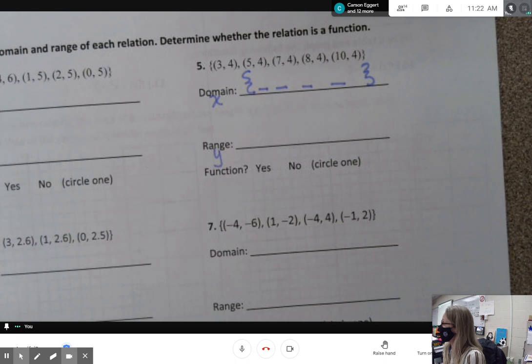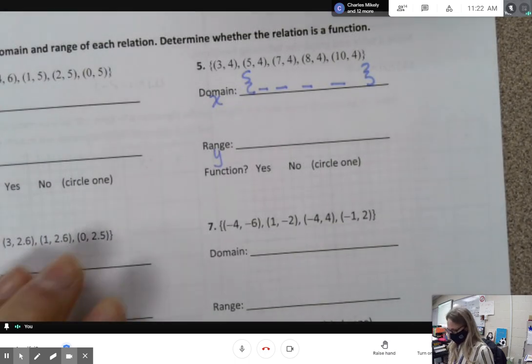Do you remember which one can't repeat? Is it the domain or the range? Domain. It's the domain that can't repeat. Good job.